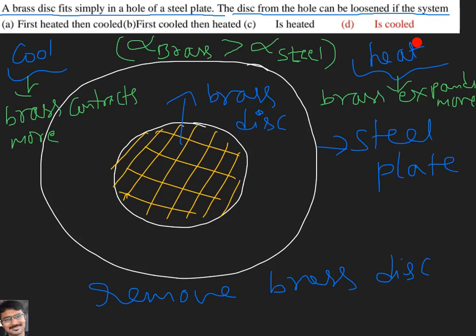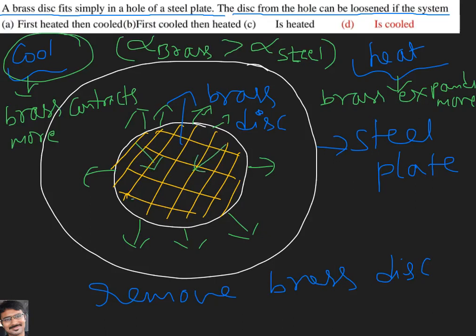If we are heating, suppose, what will happen to the brass? It expands more than steel. Brass is inside, so if it expands like that, can it come out? It will fit more tightly. Compared to steel, brass is expanding more. We can't remove it, it will become more tight. But if you cool, what will happen? Brass contracts more than steel, and we can easily remove it.